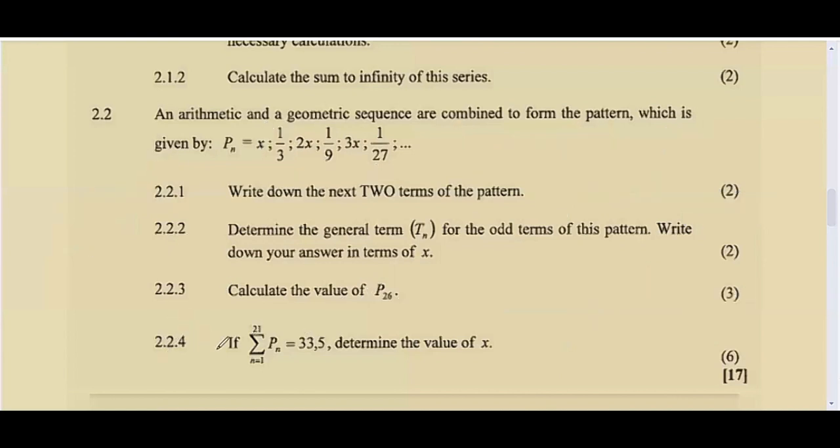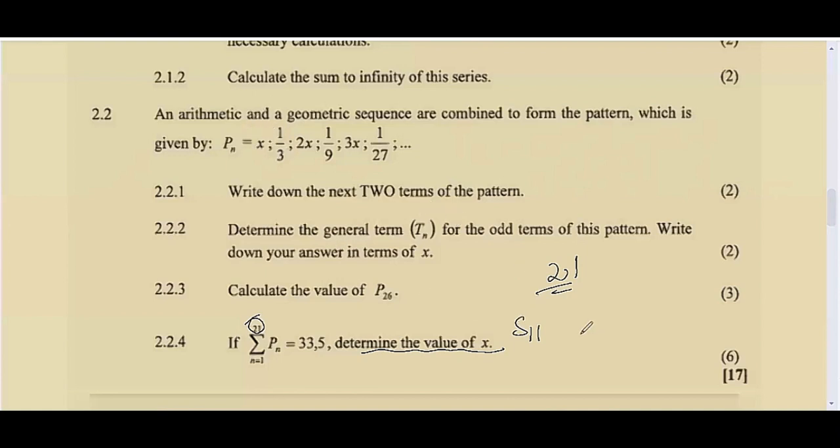So 2.2.4 says if n is running all the way from 1 to 21, that means we are dealing with 21 terms, and they're saying Pn is equal to 33.5. Now determine the value of x, right? So how are we supposed to determine the value of x? We have 21 terms, right? Now from these 21 terms, if we consider all the odd terms, that means 21 will have 11 odd terms in the odd positions, right?